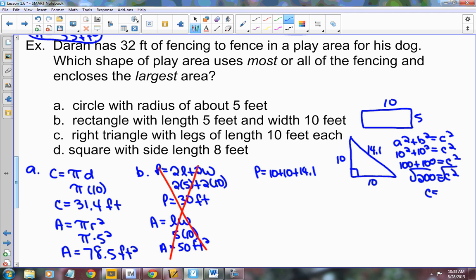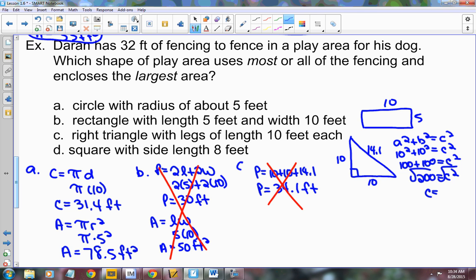What is that? What's my perimeter? 34.1. Okay? What does that tell me? That's too much, isn't it? Do I have that much fencing? No, so I don't even need to find the area. It's out. Okay?